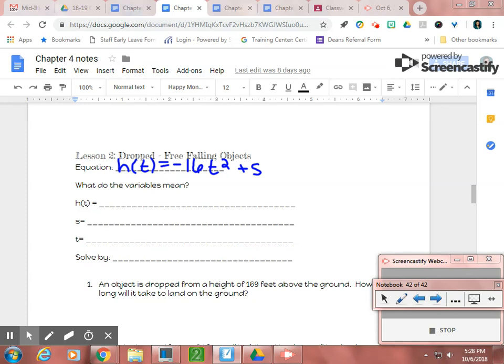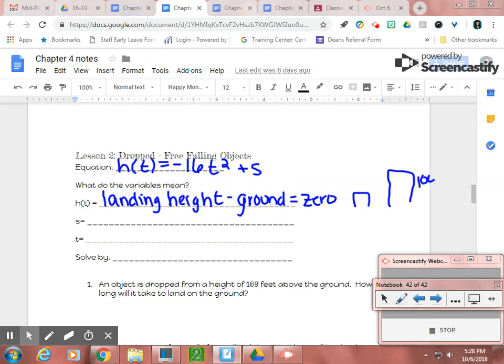So h of t is your landing height. Whatever you're landing on, if it's the ground, it's going to be 0. Or if you're landing on something else, it's whatever the height of it is. So let's say that you were going from one building to another, and this one started at 100 and ended at 60. This would be your end height.